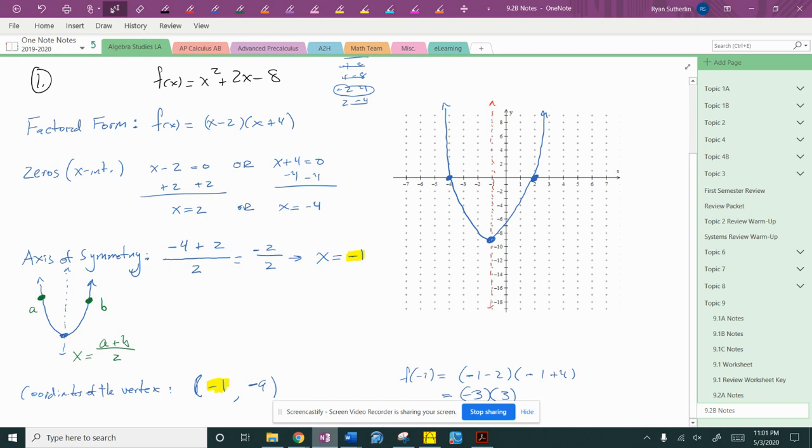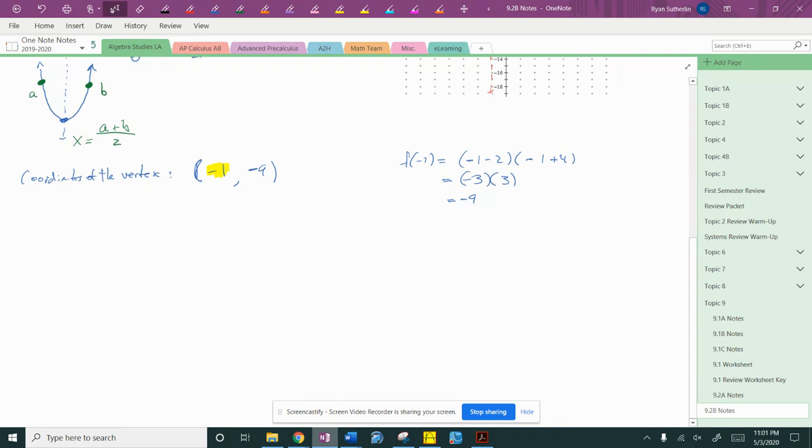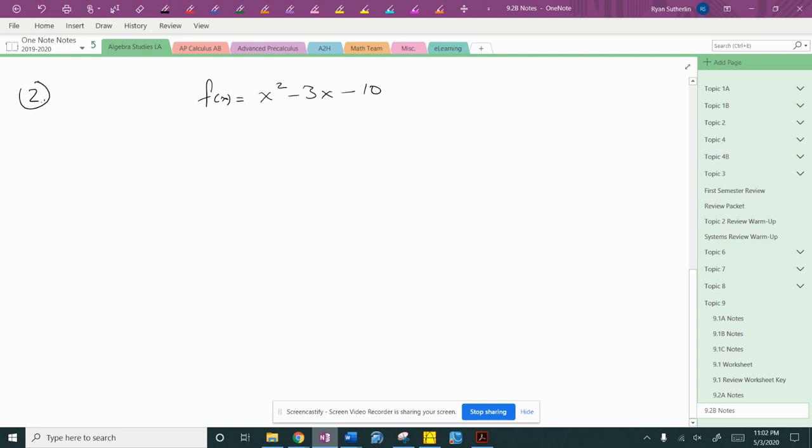So what I'm going to do is start with number 2. For number 2, I want your function f of x to be x squared minus 3x minus 10. What I would like you to do is do the 4 things I did above: write it in factored form, find the zeros, find the axis of symmetry, find the coordinates of the vertex, and then sketch a graph of it. You can pause the video, and when you're done, come back and I'll go through it with you. Okay, so let's see how you did with this one.